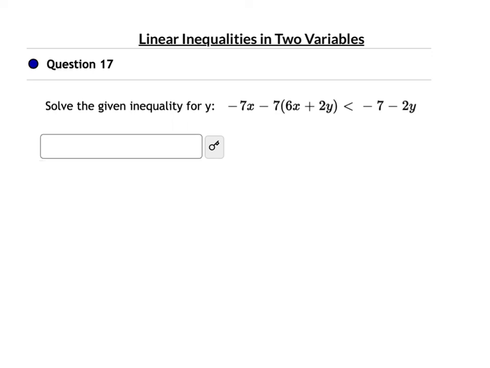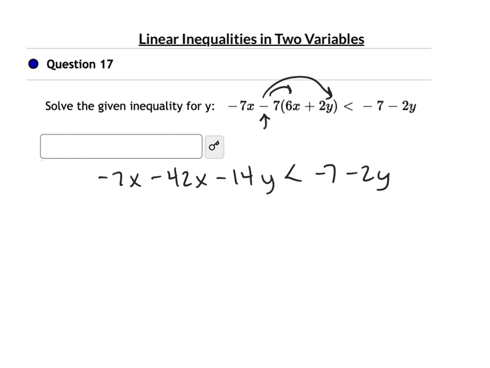Last equation. Ooh, this is a messy one. We're going to distribute. The common error will be to forget to distribute that negative. Negative 7x. Negative 7 times 6 is negative 42x. Negative 7 times positive 2 is negative 14y is less than negative 7 minus 2y. Now I've got like terms here. I can combine them. That's negative 49x minus 14y is less than negative 7 minus 2y.